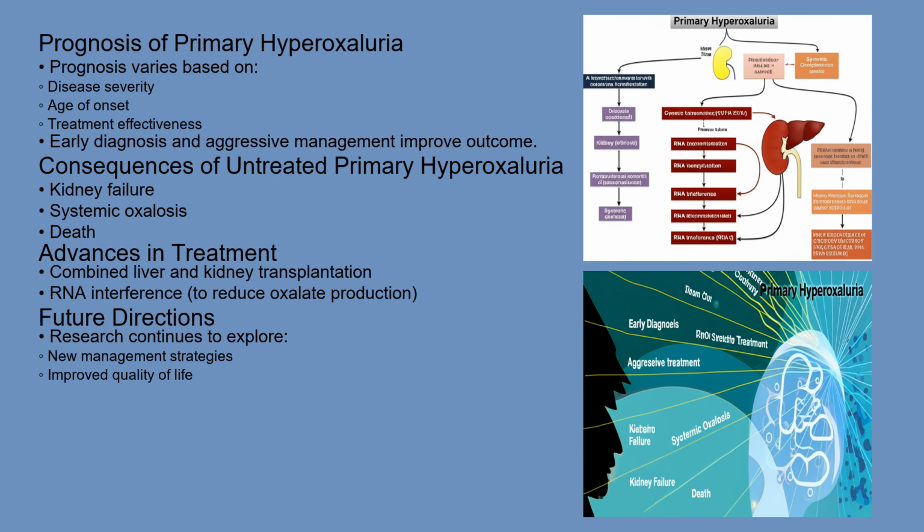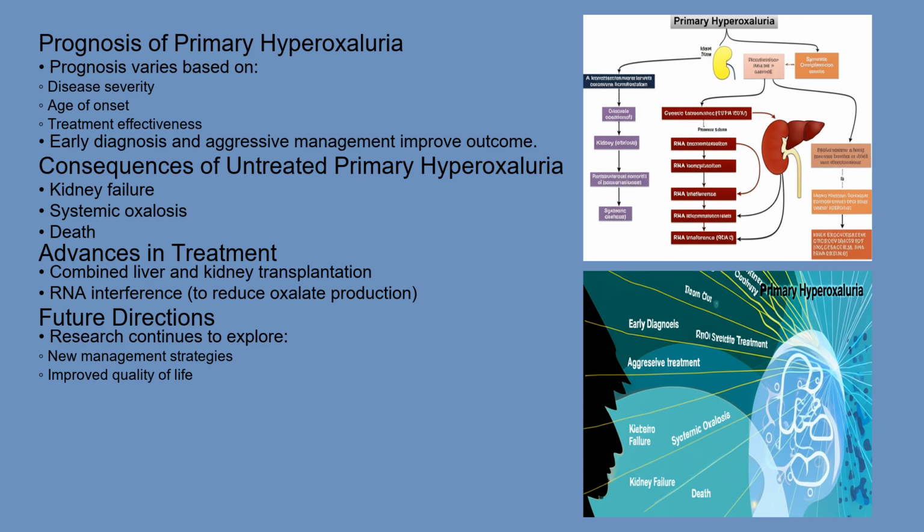The prognosis for individuals with primary hyperoxaluria depends on the severity of the disease, the age of onset, and the effectiveness of treatment. Early diagnosis and aggressive management can significantly improve the outcome. Without treatment, the disease can lead to kidney failure, systemic oxalosis, and ultimately death.